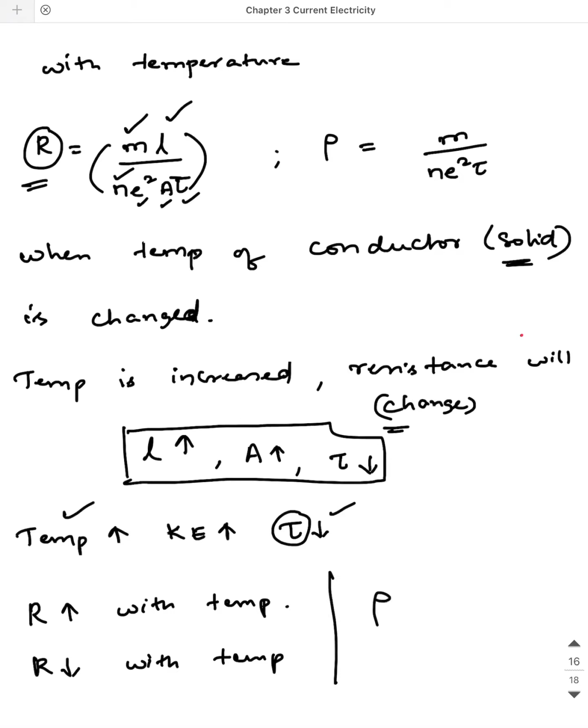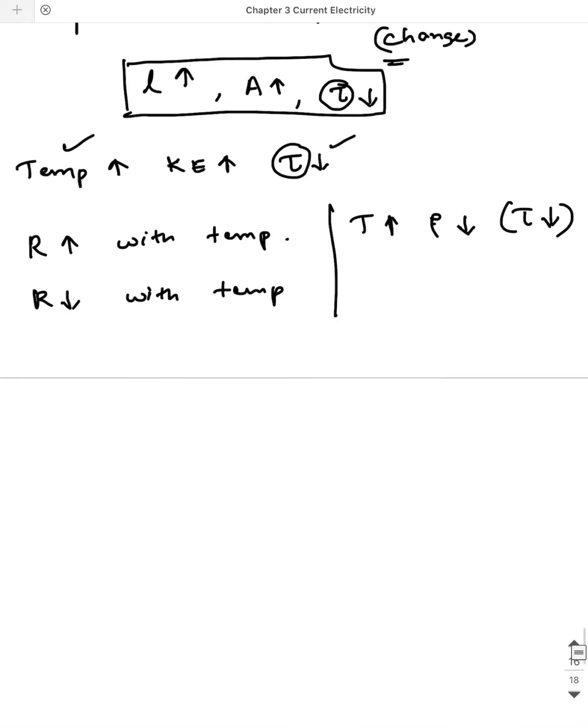Same is the concept for resistivity. For resistivity, the explanation is much simpler because it depends only on the relaxation time. Since the relaxation time is going to decrease, the resistivity will increase. So we can write the statement like this: temperature increases, resistivity increases, and the reason is the relaxation time decreases. As simple as that.